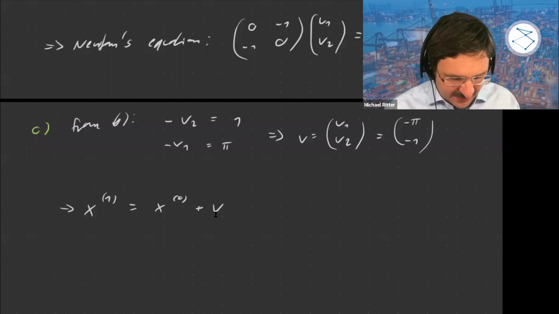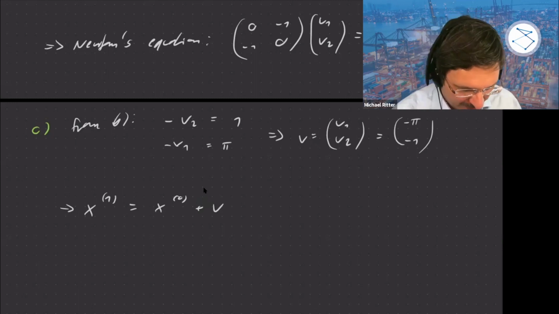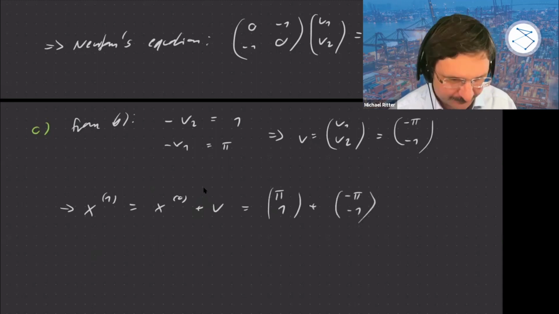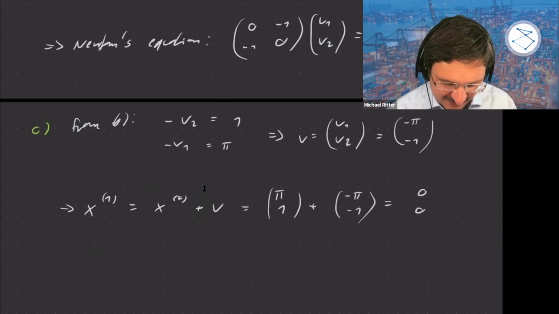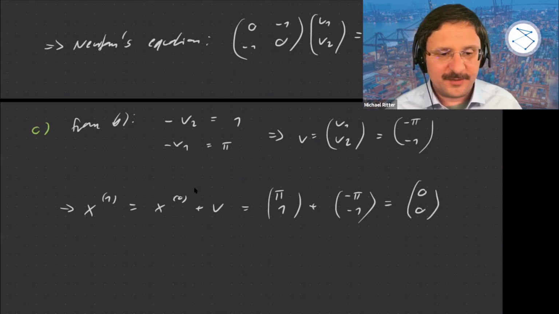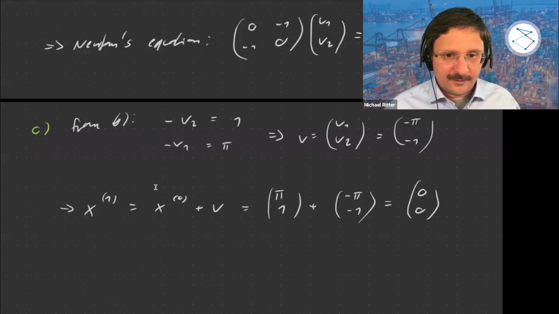So what was x0? Do we have that? Oh yeah, here, (pi, 1). Right. And v is (minus pi, minus 1). So the result is very nice. x1 is the origin. So the Newton step yields the origin here. So that's part C, basically.